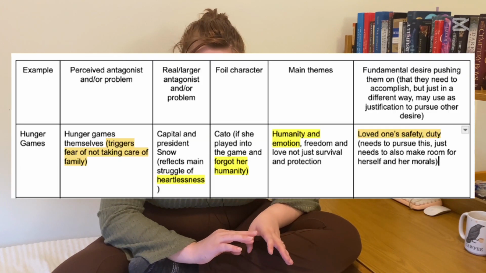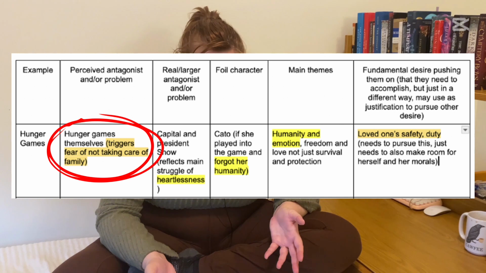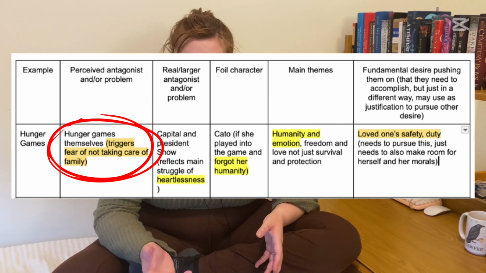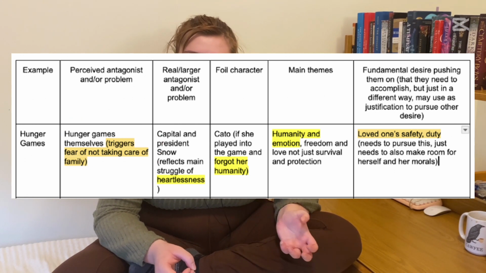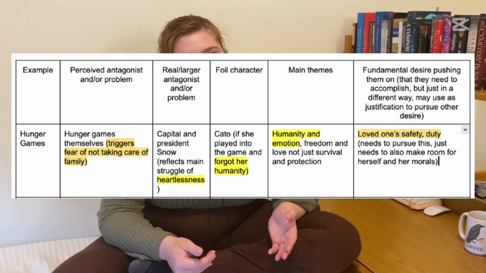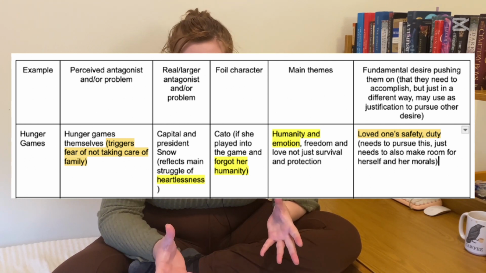We're going to go to the first category, the perceived antagonist and or problem. What I mean by that is the heart of the story, the action, the premise. With The Hunger Games, the perceived antagonist and or problem is the Hunger Games themselves, it's the games. The premise of the story is that she is thrown into these games and she has to fight to the death. We learn later that there is a deeper cause to this problem. When we dig deeper, then we find that there's a larger or more powerful antagonist or villain.